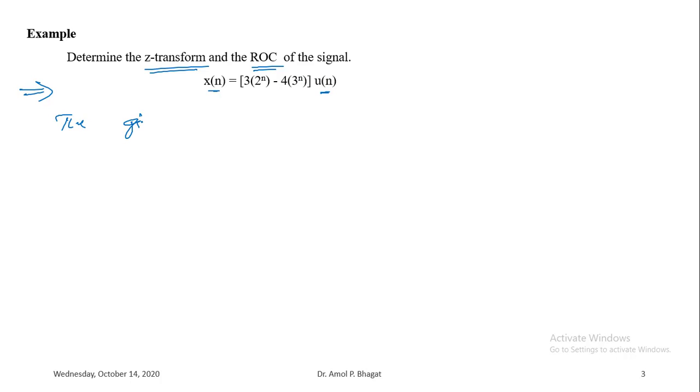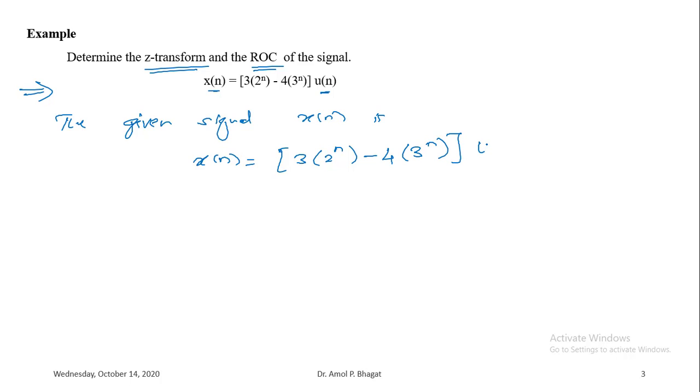So the given signal x of n is equal to, in square brackets, 3 into 2 raised to the power n minus 4 into 3 raised to the power n, into u of n. You can simply represent it by multiplying u of n with each term: 3 into 2 raised to the power n into u of n minus 4 into 3 raised to the power n into u of n.